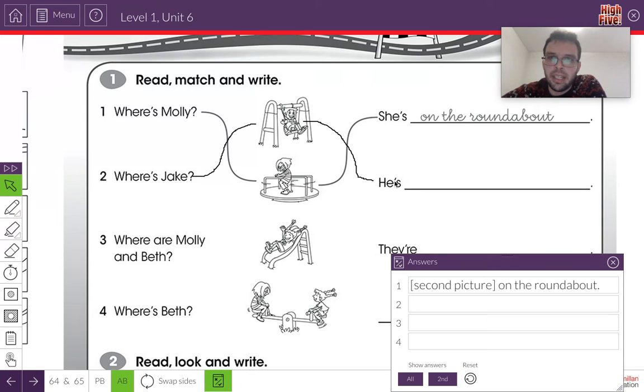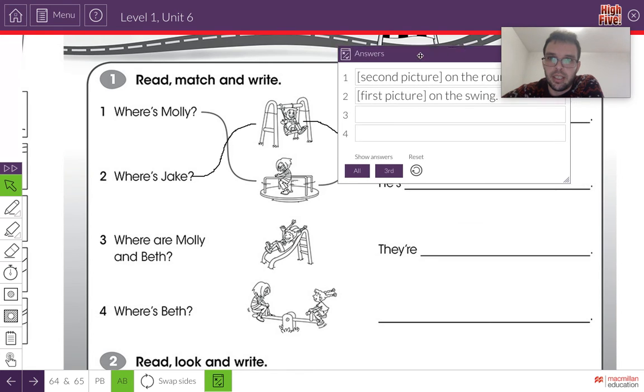So let's do the lines. Where is he? He is similar to this, okay? He's on the, and what is this called? He's on the, yeah, very good. He's on the swing, okay? So you have to write that here. He's on the swing. Very good. Let's continue.